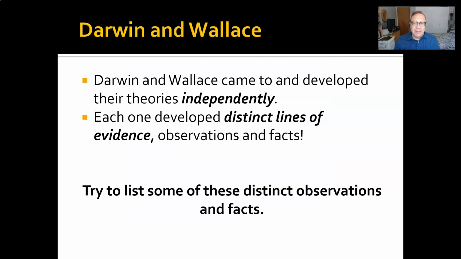So, that said, let's think about some things with this film. First, Darwin and Wallace came to and developed their theories independently, and each one developed distinct lines of evidence, observations, and facts. Try to list some of those. See if you can remember what some of those were. It's okay if you don't remember them all, but try to think about what they were. You can hit pause now if you want before I go to the next one.